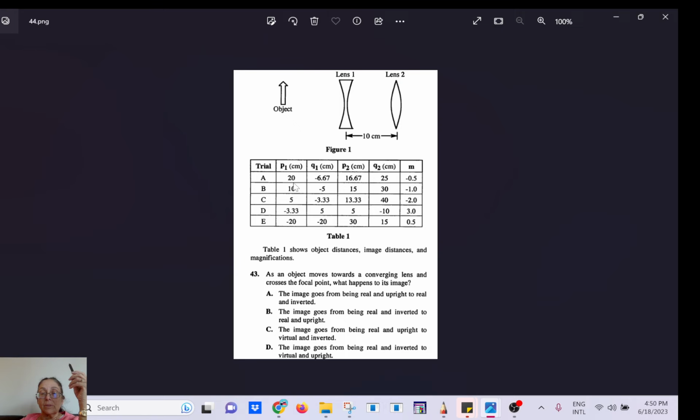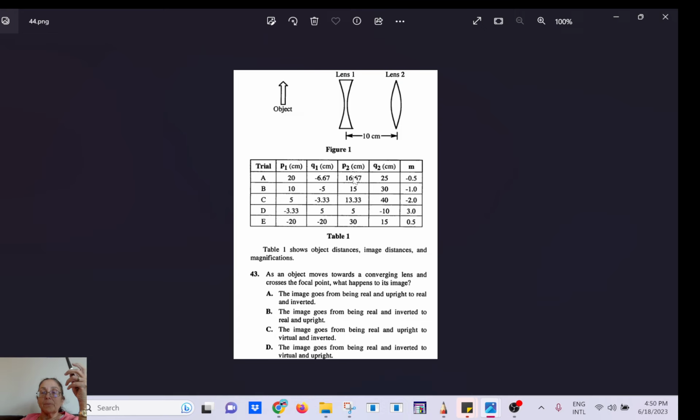And the result for the experiment is here. So P1 will be the distance of the object, so the distance between the object and lens 1. Q1 will be the distance of the first image, because of lens 1. So you see it's negative, so it means it's going to be placed here.